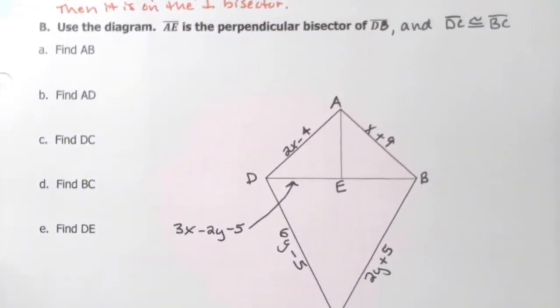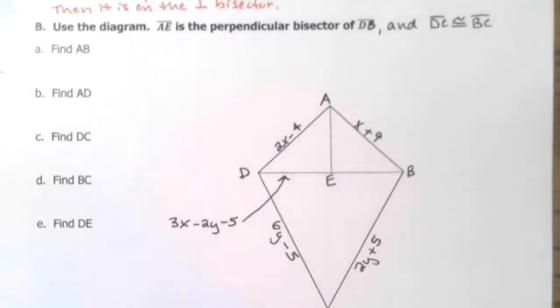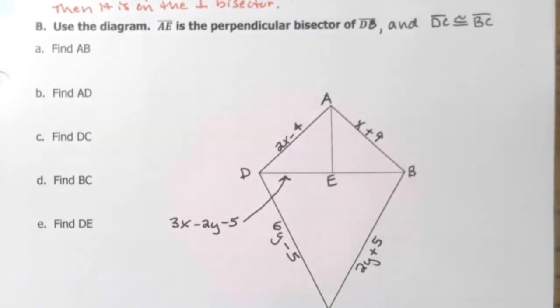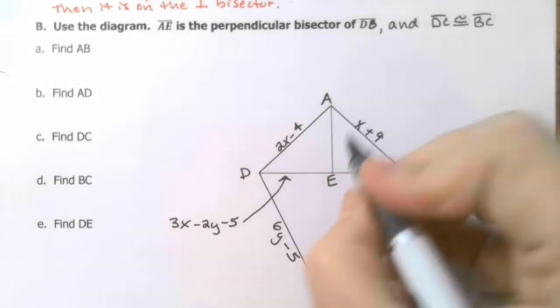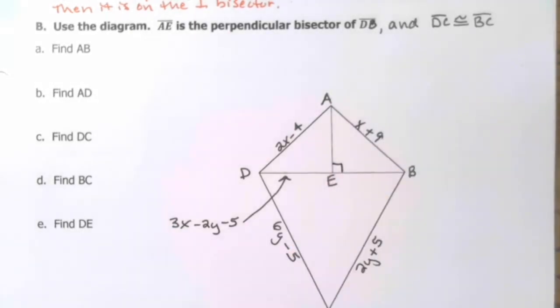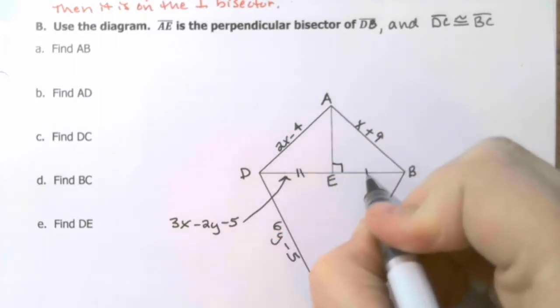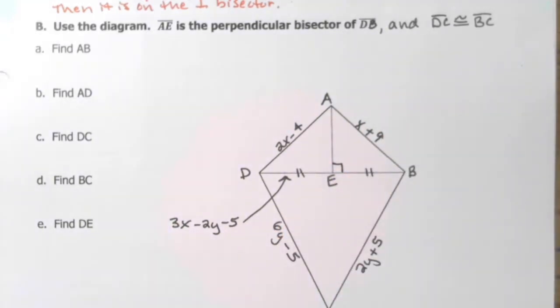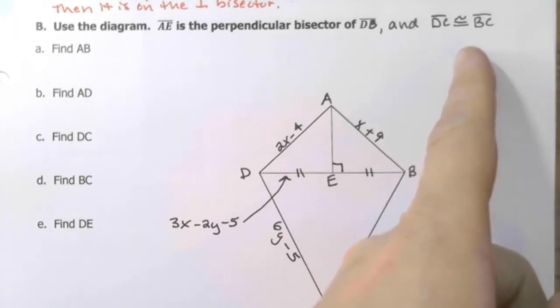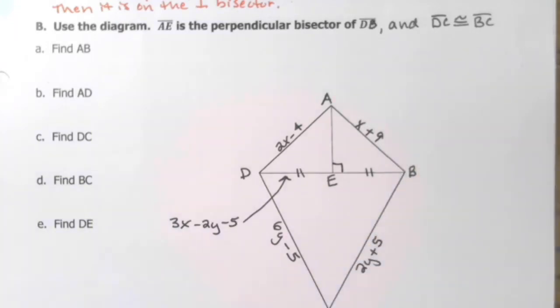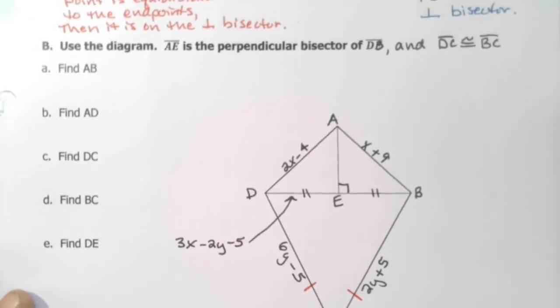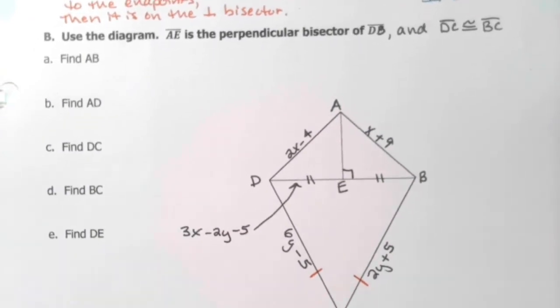Use the diagram. It says AE is the perpendicular bisector of DB. Okay, so let's mark that. Perpendicular, and it's a bisector, so these two are the same. And DC is congruent to BC. Okay, so D to C is this long side, and B to C is this long side, and those are the same. All right, so your first mission is to find AB.